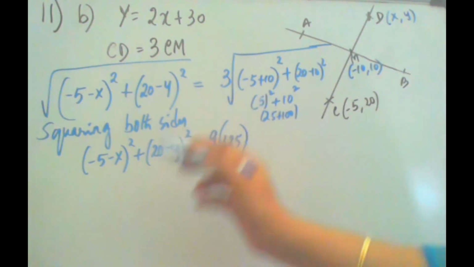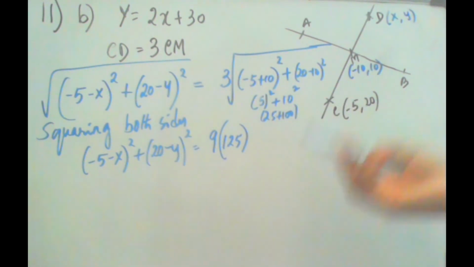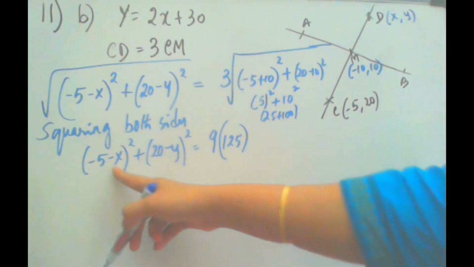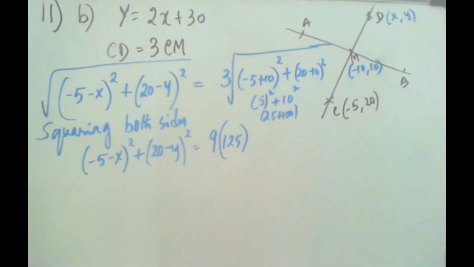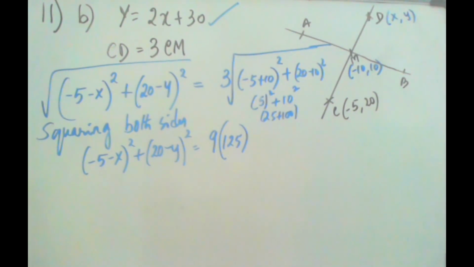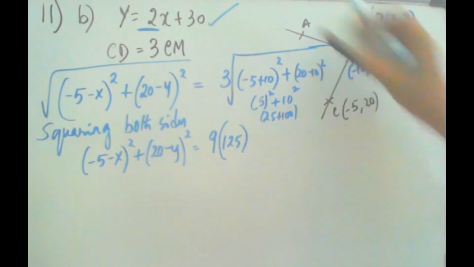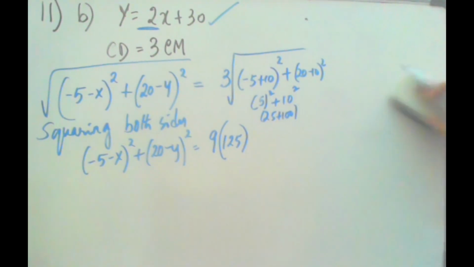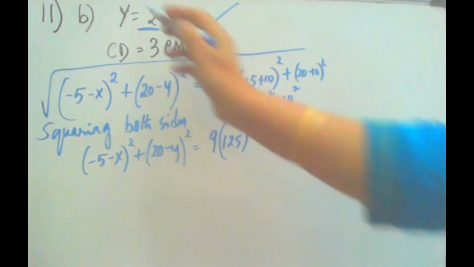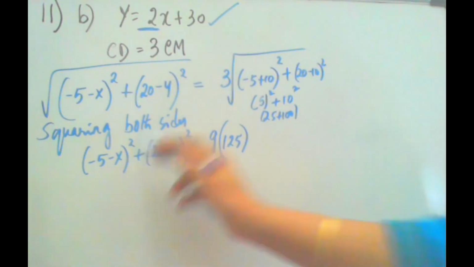Okay, now we got an equation in x and y. We need another equation to solve this, because there are two unknowns. For that we can make use of the equation of the perpendicular bisector. It is given that the point D lies on this, which means it must satisfy the equation of the perpendicular bisector, right? So we will substitute y as 2x + 30 here.